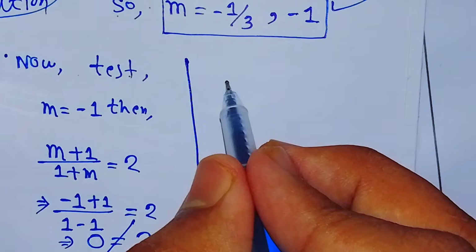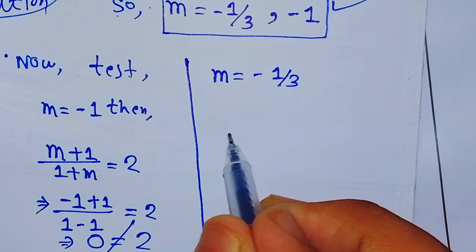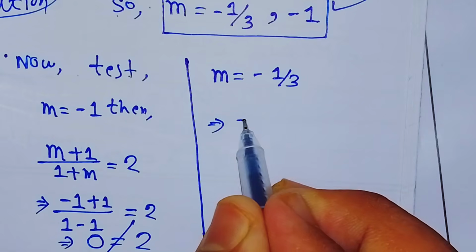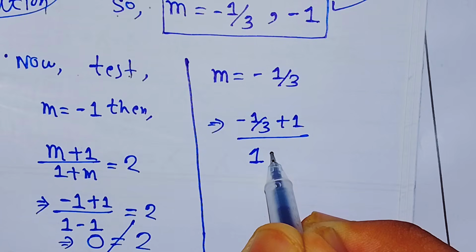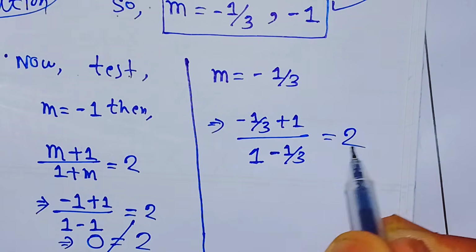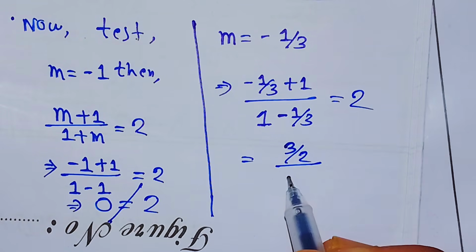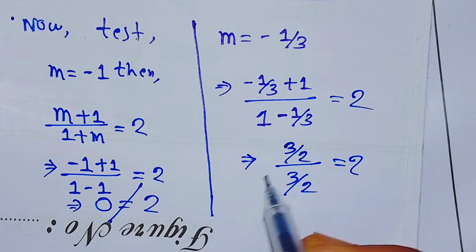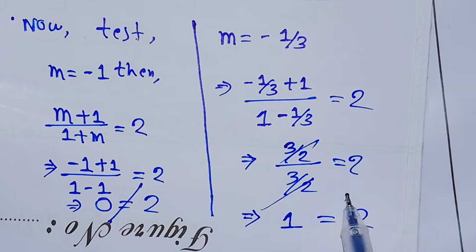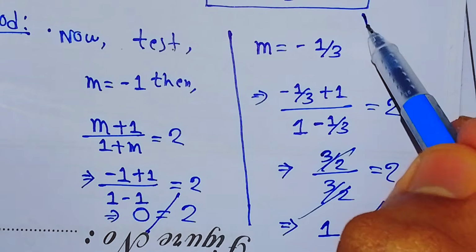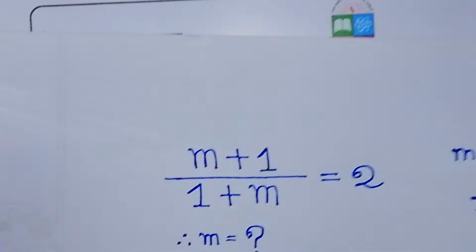So we have to take a look at the other one, which was m equal to -1/3. If we replace this value in the equation, then it will be (-1/3 + 1)/(1 - 1/3) is equal to 2. So this will be (2/3)/(2/3) is equal to 2. So after dividing, this is 1 is equal to 2, but this is not possible. So guys, the second solution from the Japanese trick, -1/3, is wrong.